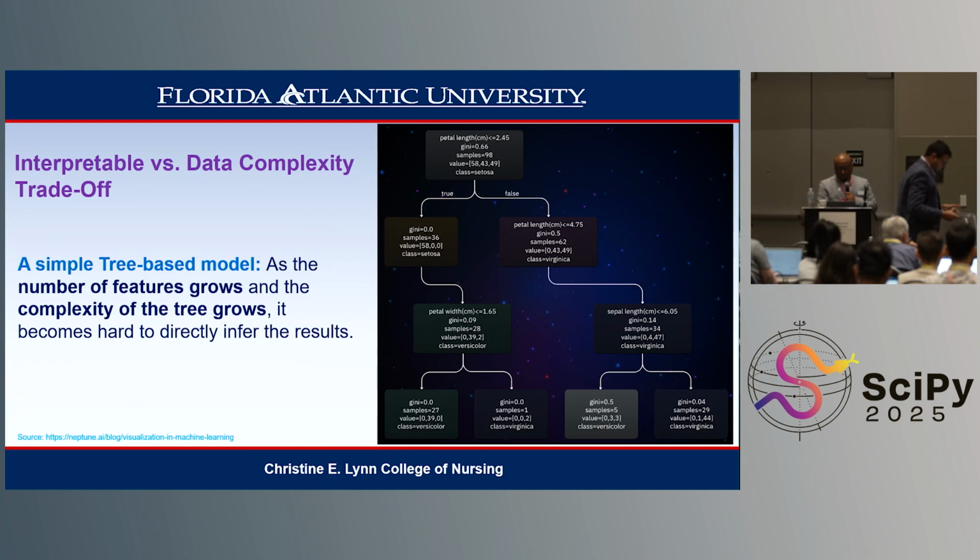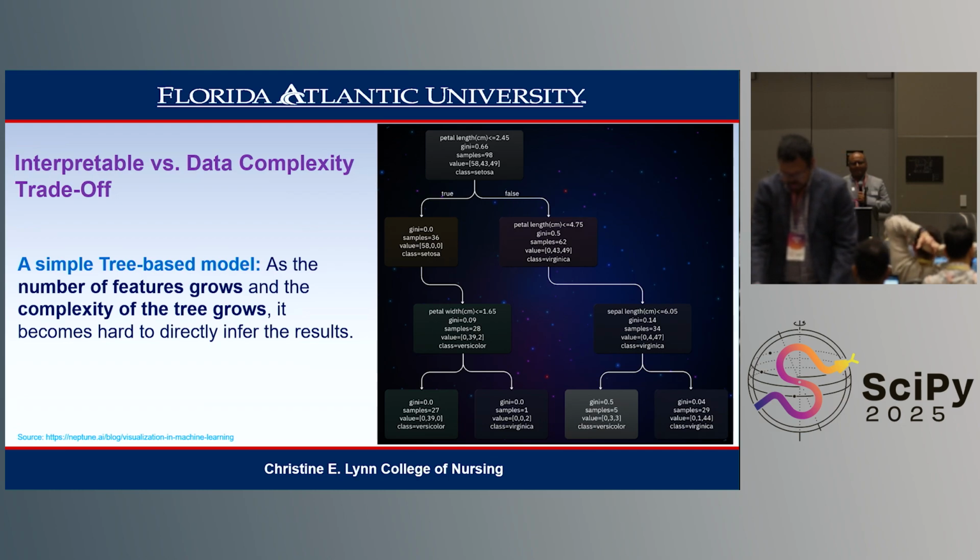So you see that the petal length is 2.45. If true, it goes this way, and if false, it goes this way. And then you see the different branches based on different criteria. So this is a simple demonstration of how a small decision tree is easily interpretable. You can easily visualize how the decision is being made. It is a simple decision tree on the iris dataset, right? You might know that the iris dataset is a publicly available dataset.